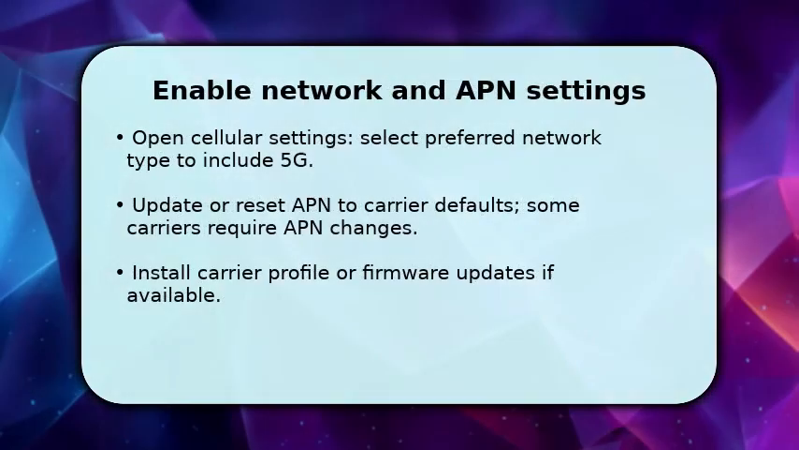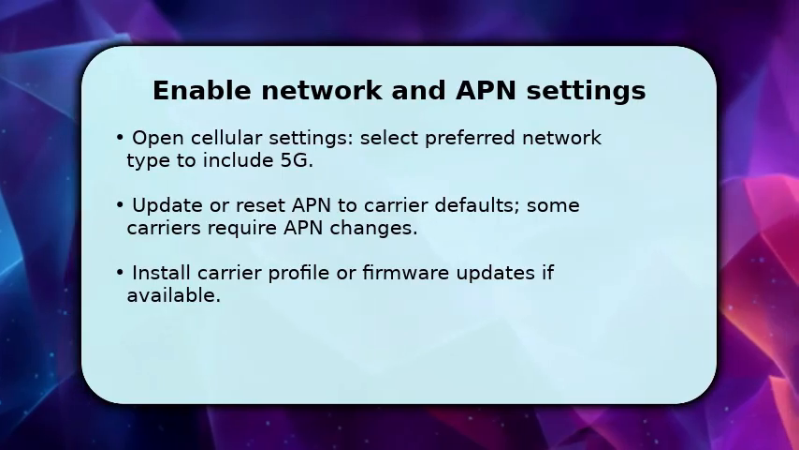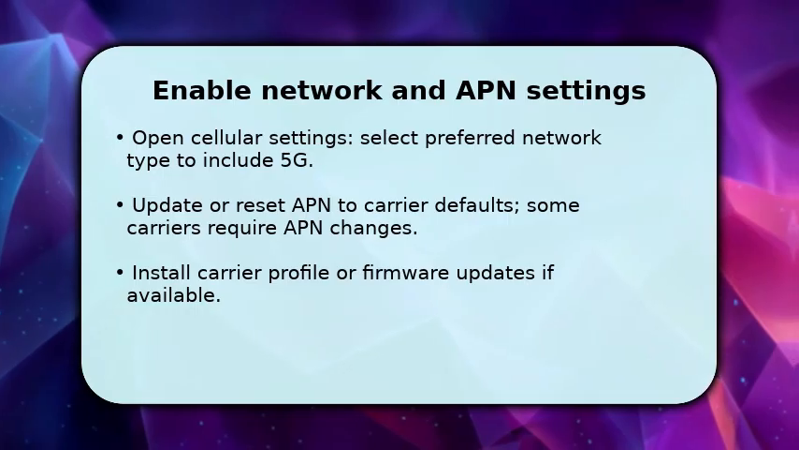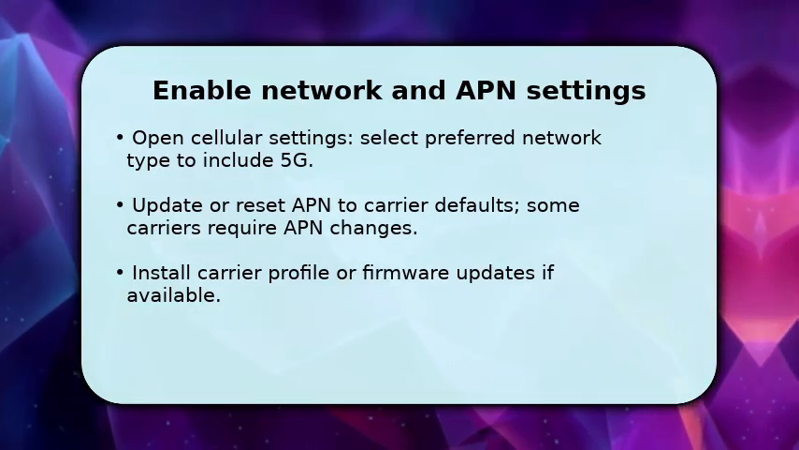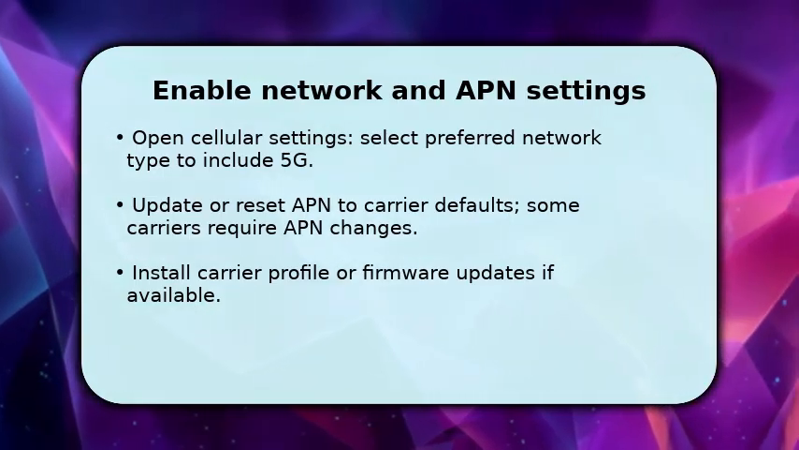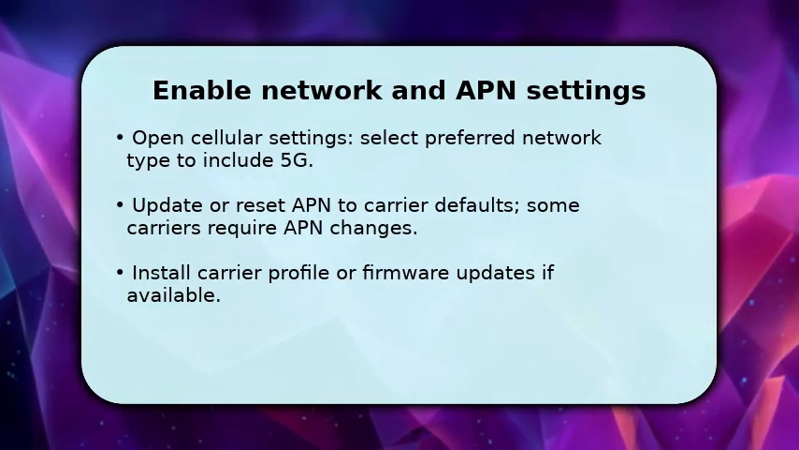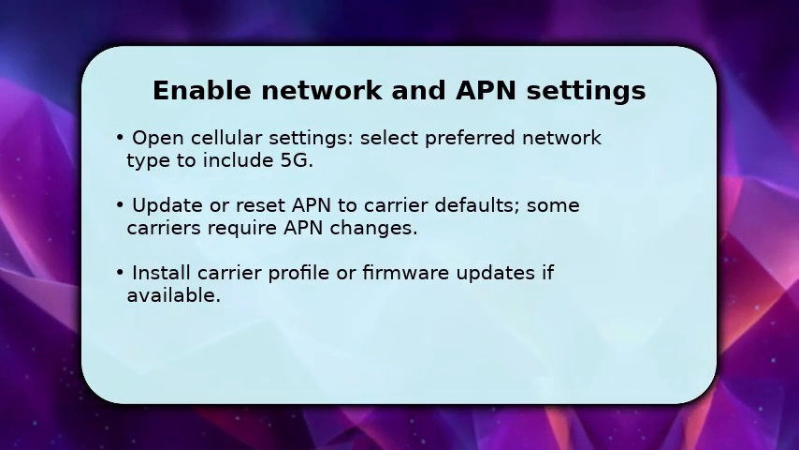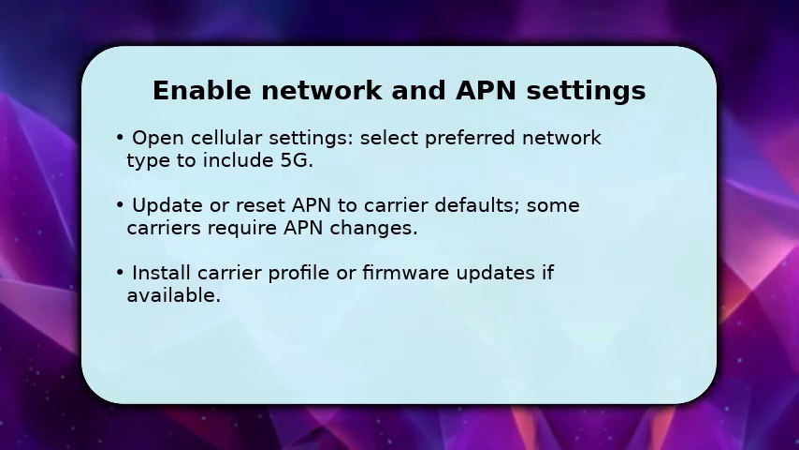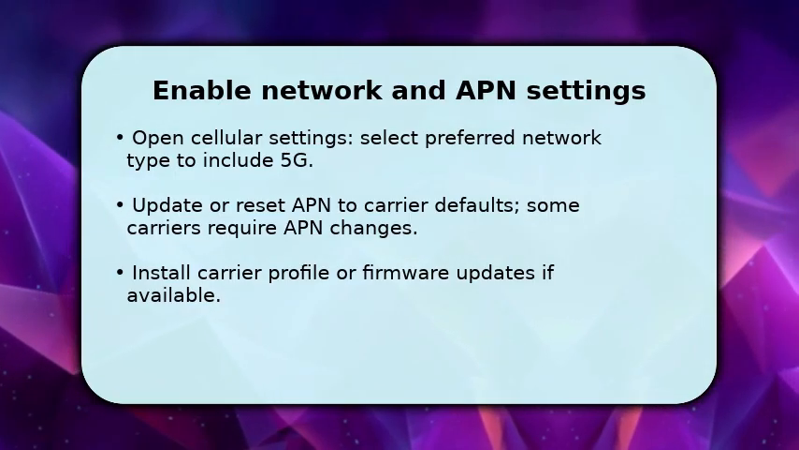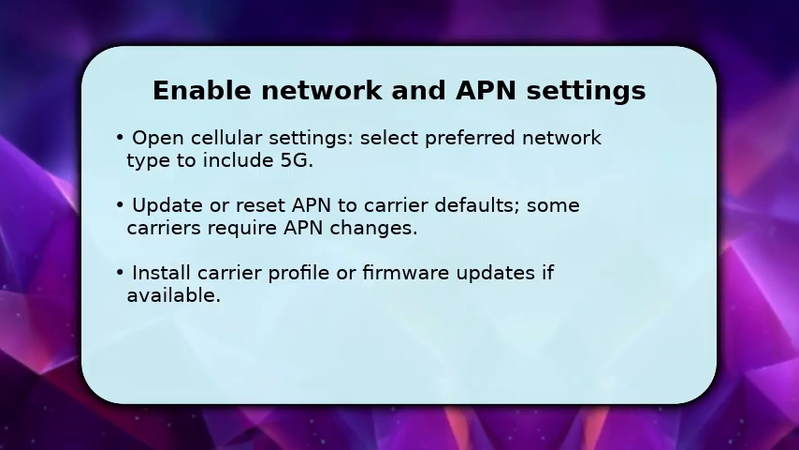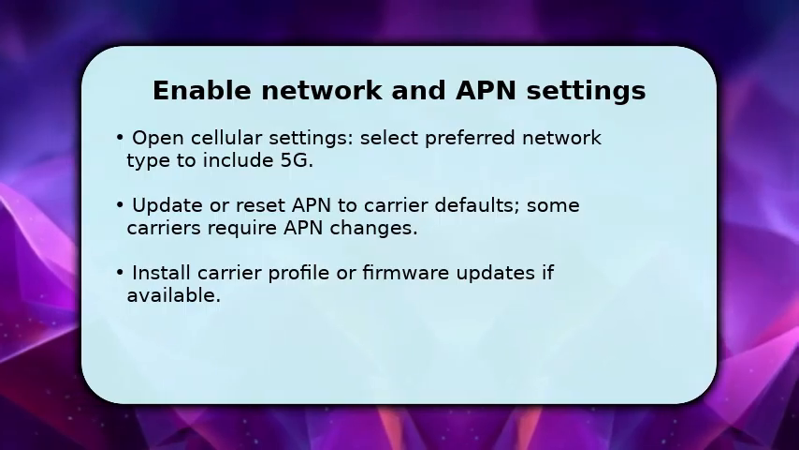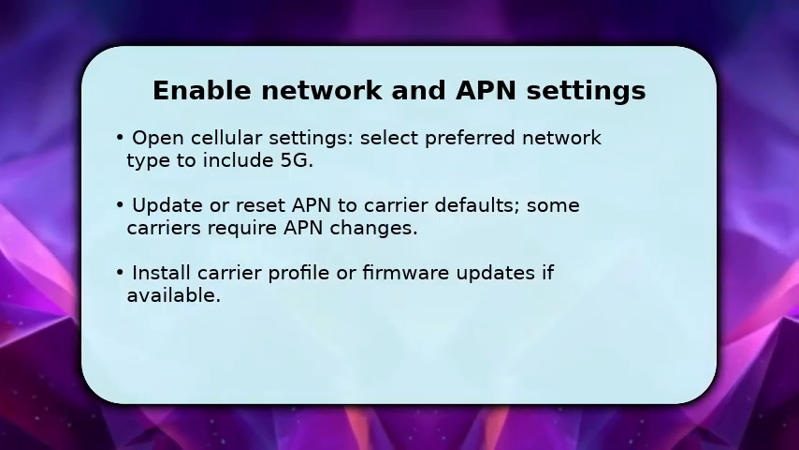Now you'll adjust system settings to allow 5G. Go into Mobile Network and set preferred network type to include 5G or Auto Connect. This tells the modem to search 5G NR bands. Make sure APN values match the carrier's 5G profile. Incorrect APNs can block data even when registered. If your carrier provides a configuration profile or firmware update, install it and then reboot. Once these changes are applied, the phone should attempt to register on nearby 5G cells.